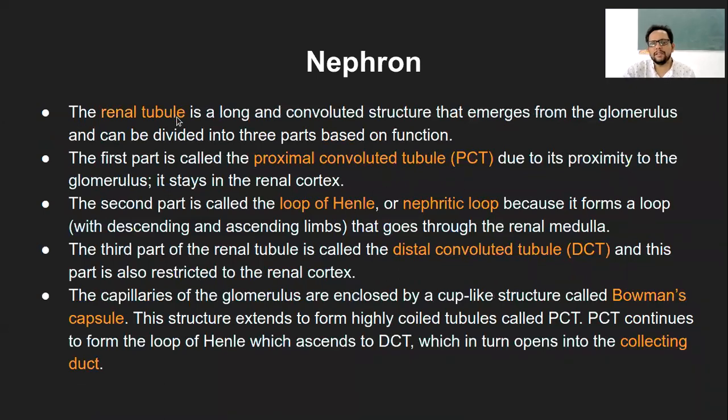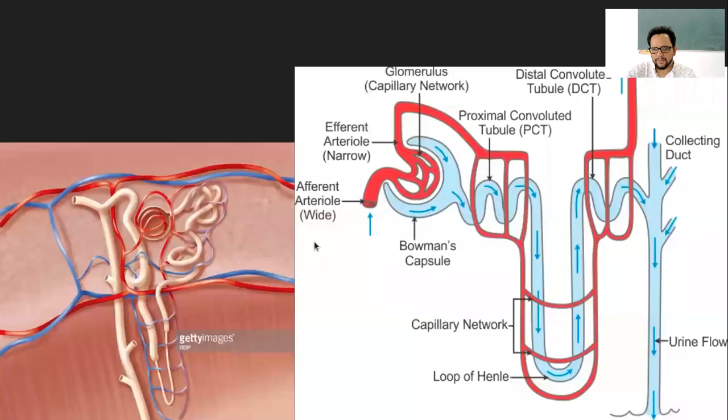So the renal tubule is a long convoluted structure that emerges from the glomerulus, that is, it's coming from the renal corpuscle, and can be divided into three main parts: the proximal convoluted tubule, Henle's loop or loop of Henle, and the distal convoluted tubule. These are the three parts. Let me show you these parts here in the representation. The first part immediately after the renal corpuscle is the proximal convoluted tubule, PCT is its short form. And then there is a U-shaped structure called the loop of Henle.